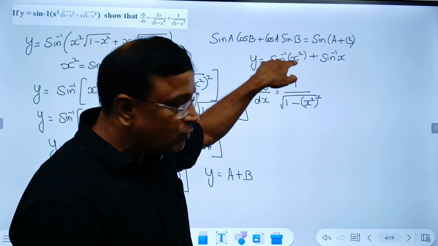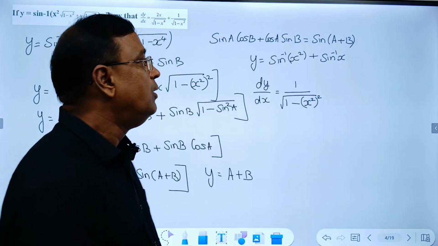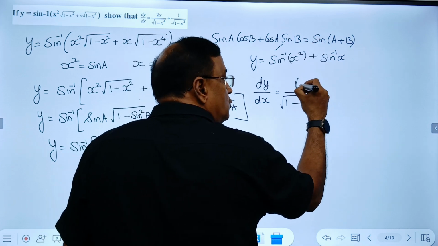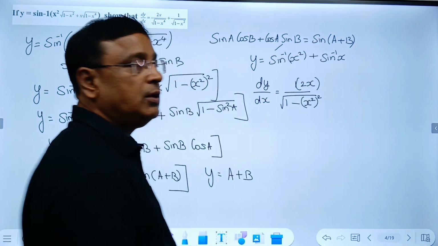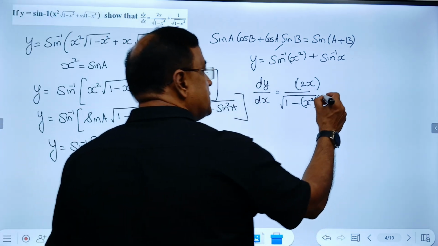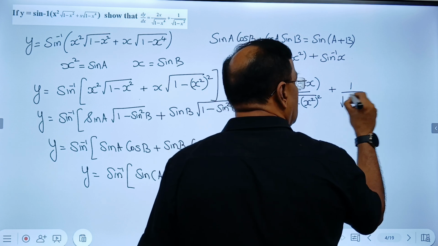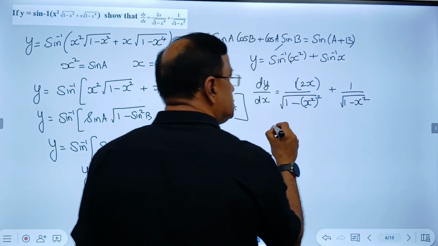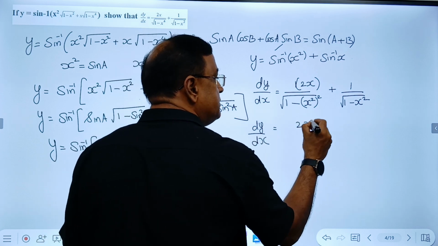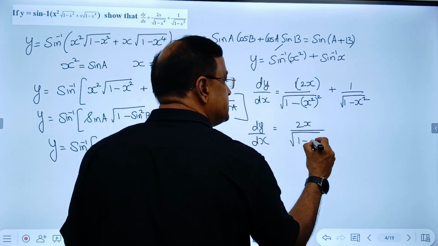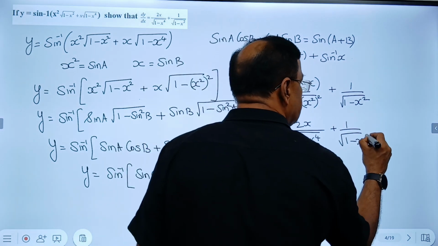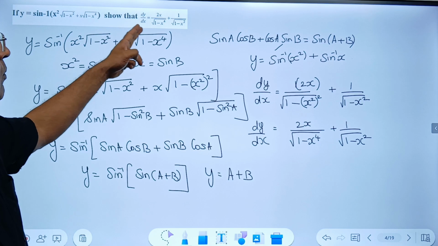But in place of x I have got x square. So it is x square the whole square. So I have differentiated the base. Now what is differentiation of x square? 2x. I am using chain rule. First I differentiate sine inverse, then I differentiate x square. Now what is differentiation of sine inverse x? 1 by root of 1 minus x square. Now let's write it nicely. So dy by dx will be 2x divided by root of 1 minus x power 4 plus 1 by root of 1 minus x square. So this is exactly what I wanted to prove.